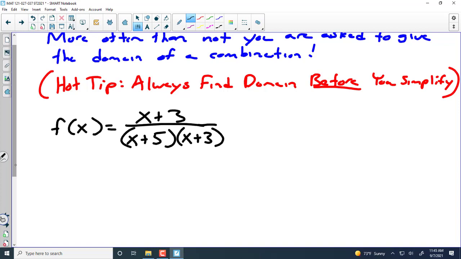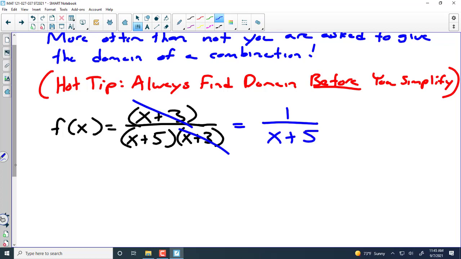Here's an example of a function, everyone. This is not necessarily a combination or a composition, it's just a function I came up with to illustrate this point about domain. You've all seen functions like this before, and you've probably all canceled an x plus 3 in equations like this before. Has everyone done something like that before? If you haven't, that's okay. The way you would cancel x plus 3 is you would go like this. There's an x plus 3 on top, there's an x plus 3 on the bottom. That means this simplifies to 1 over x plus 5, which is exactly what you should do with this problem.